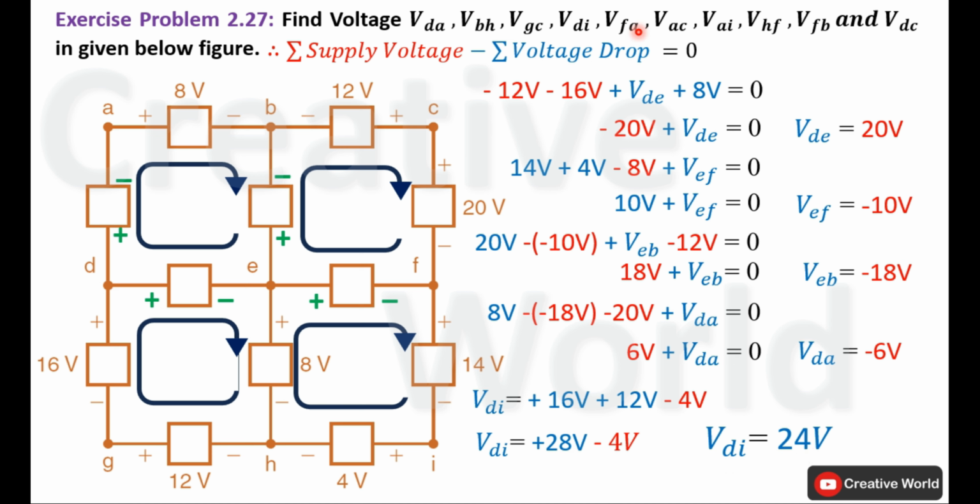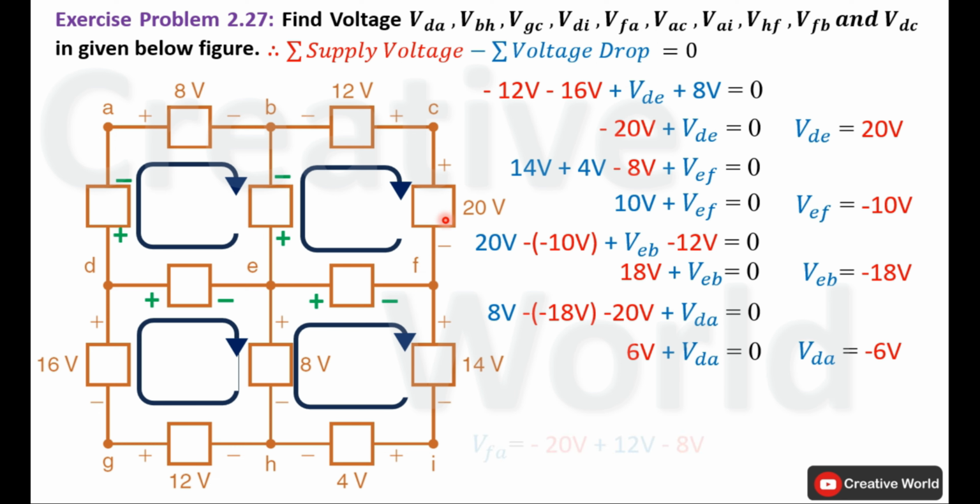Move to next value VFA. Points F and A are located inside the circuit here. Point F is here and A is here. Again we can choose either this path or this path. I am choosing this path.